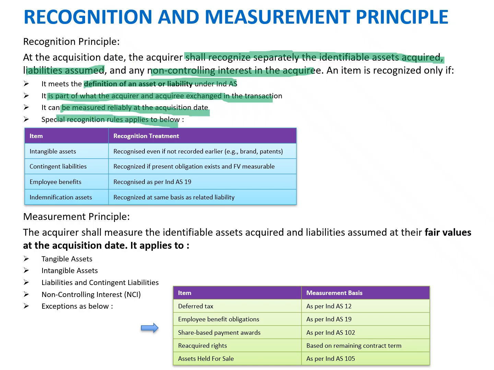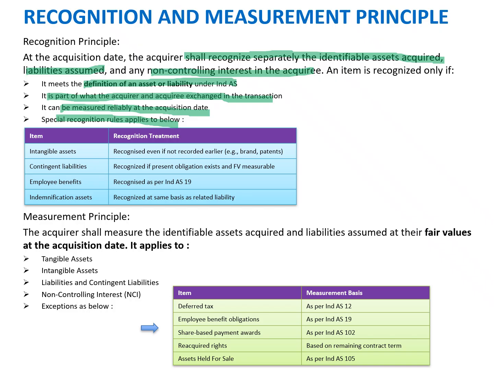Typically, when we are recognizing the assets and liabilities, it has to go by the fundamentals of the specific Ind AS under which that asset is being categorized. We have to make sure that the acquirer and acquiree have the assets and liabilities as part of the transaction, as identified by the acquirer and acquiree. It can be measured reliably at the acquisition date. That is most important, specifically for intangibles. And the special recognition rules apply to the below.